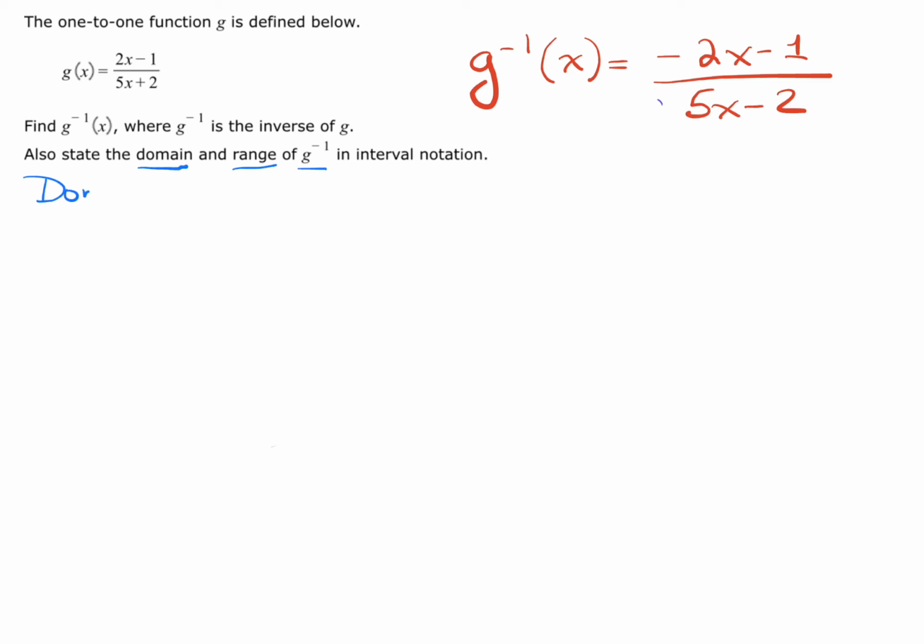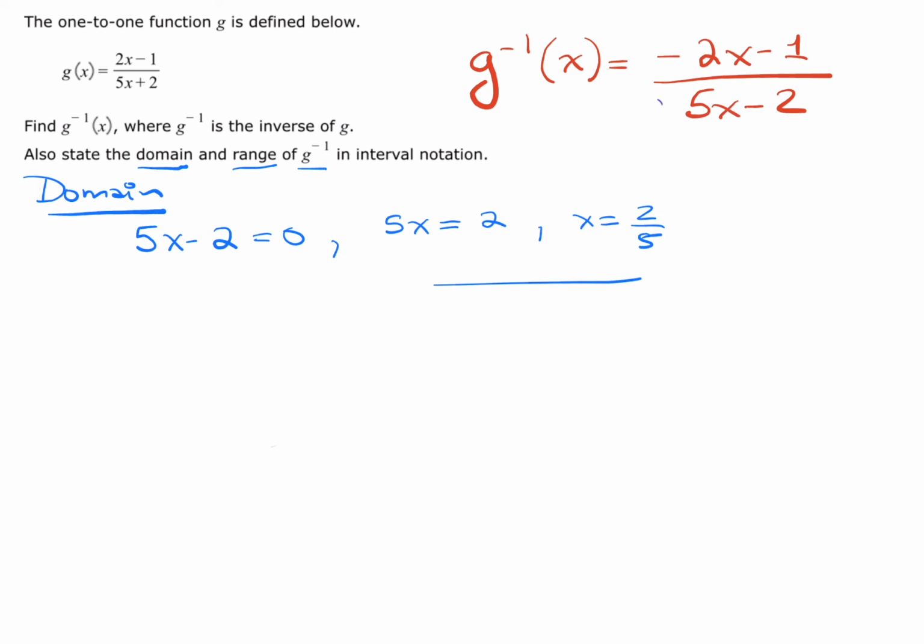To find the domain, remember, since this is a quotient, we need to look at the denominator, right? Because this type of function is defined in all real numbers except where the denominator equals 0. So we do that to find a point where it's 0, to take it away from our domain, right? So 5x minus 2 equals 0, 5x is equal to 2, and x is equal to 2 over 5.